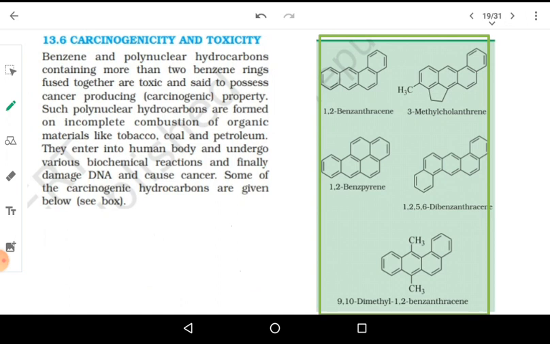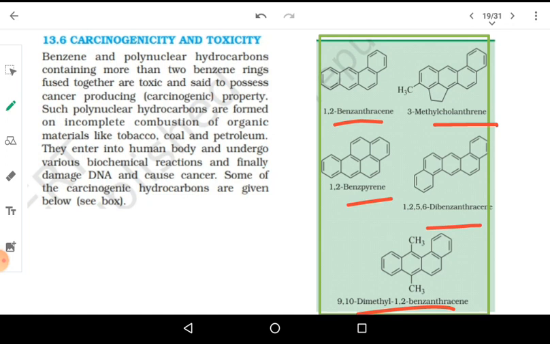Moving on to the last topic of this chapter, that is carcinogenicity and toxicity. There are some compounds which are carcinogenic in nature, and they are aromatic as well. Carcinogenic means they create cancerous cells, and they have more than two benzene rings attached in the form of compounds like these. These are some examples. They cause mutation, and could also result in addition or substitution of genes in the DNA, and ultimately cause cancer.